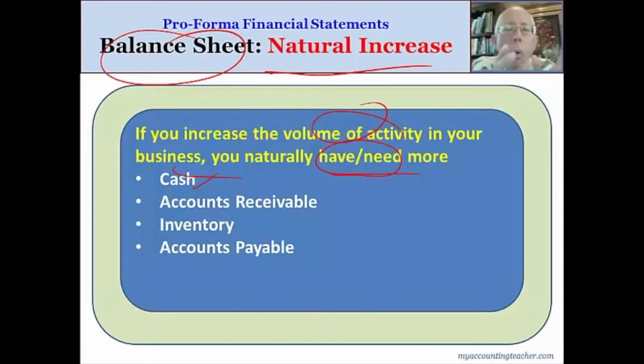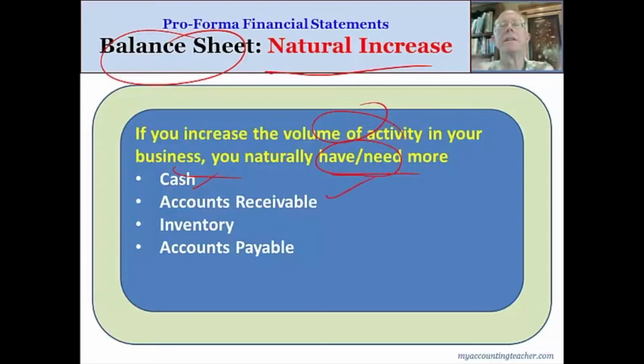A small corner business needs less cash in the bank than IBM does, because IBM does more transactions around the world, so they just need more cash in the bank to handle all those transactions. A bigger business needs more cash in the bank. A bigger business is going to sell more on credit.